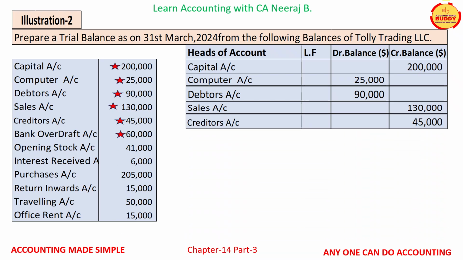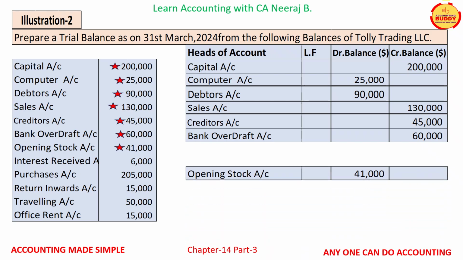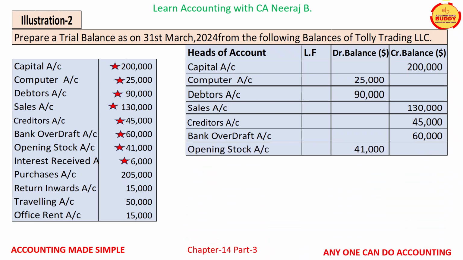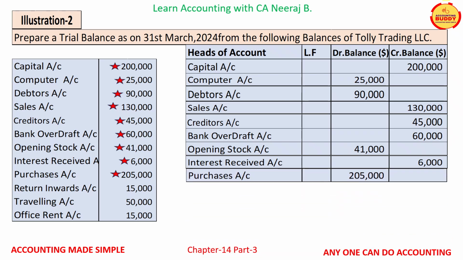Bank overdraft is the amount payable by the business to the bank and is a liability of the business. Therefore, overdraft account is placed in the credit column. Opening stock is an asset of the business and therefore it will be placed in the debit column. Interest received is an income of the business and thus it will be placed in the credit column. Purchase is an expense of the business, so it is placed in the debit column.